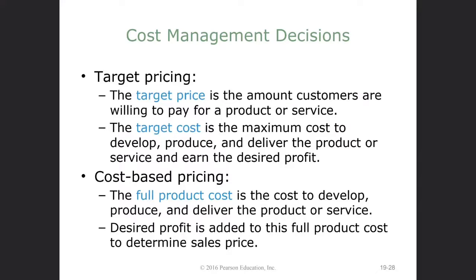So kind of going back to what we talked about a second ago, where you might have a product that you're selling at $10 and it originally costed you $5. Now it's costing you $4. Do you bump that price down or just leave it at 10? Customers have been paying $10 for it, so do you just leave it there because customers are willing to pay that? Target cost is the maximum amount of cost for you to develop, produce, and deliver the product or service and earn the desired profit that you want to earn.